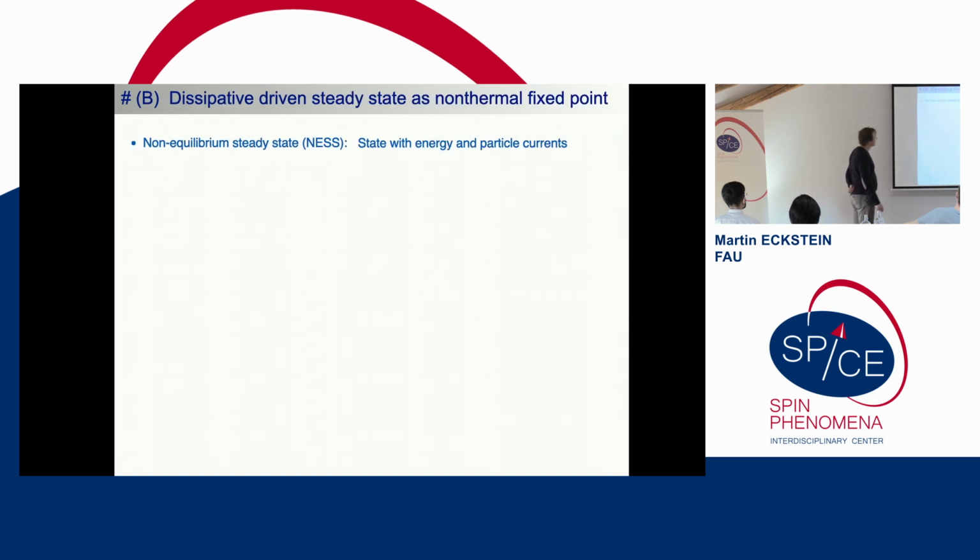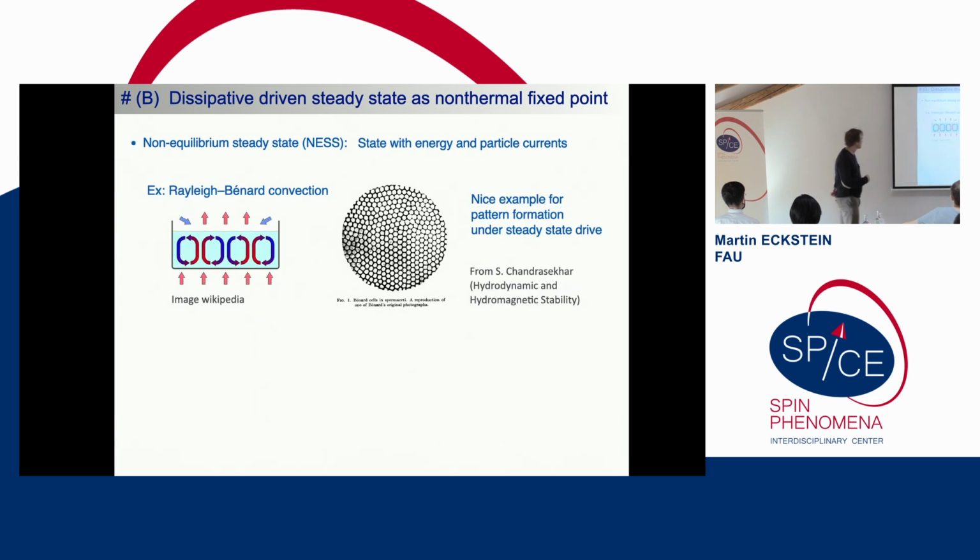Now, the other set are dissipative-driven states as a fixed point. A dissipative non-equilibrium steady state is, I would say, in general a state that has persistent energy and particle currents in it. A classical example is something like a hot plate with a liquid on top, and I'm cooling it from below, so the energy flows through here. And this is also an example that shows you that in such a dissipative-driven state, you can really get interesting things like pattern formation or non-trivial limit cycles and so on and so forth.